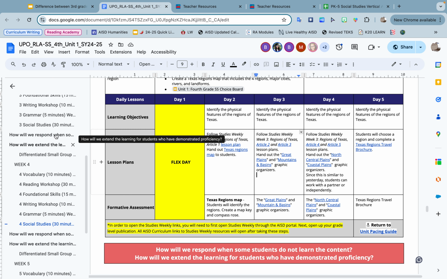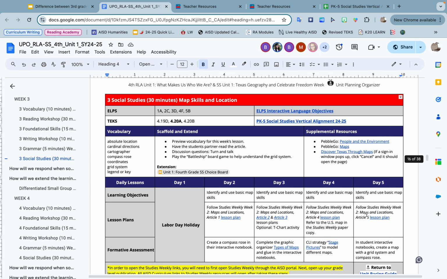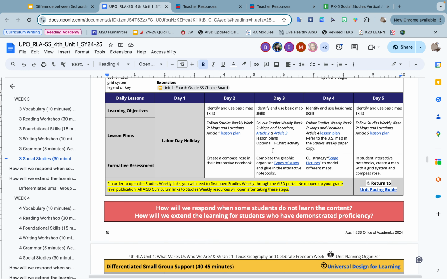And sometimes it's not. So if I come back to week 3, this one, they are simply going through and learning about basic map skills throughout the whole week. So it doesn't necessarily have like a final week assessment.